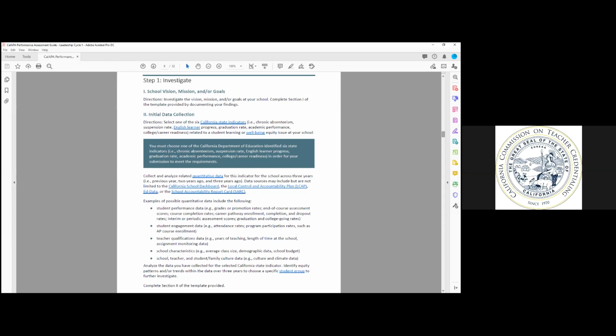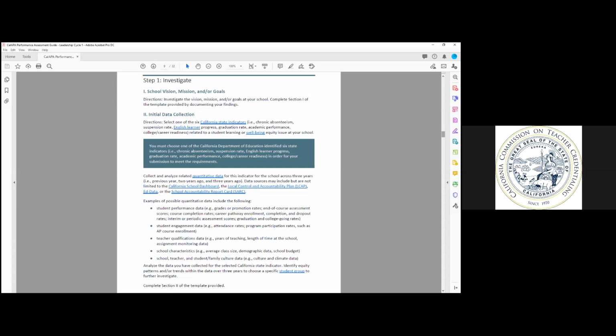At the second step, to choose a California state indicator of interest. Again, you're going down that pyramid and narrowing it down. So after the candidate has selected an indicator of interest, the state indicator, then they're going to collect data. First of all, quantitative data has to be for 3 years. It can be one source, but 3 years. In this time of COVID-19, we did not collect data in the spring of 2020, so it may be data that is earlier than that and can be used as local data if that is a possibility.